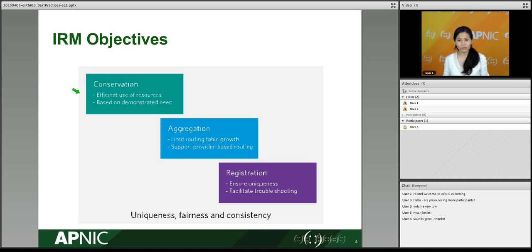You should be able to demonstrate that you need them and will use them for your infrastructure in the next couple of years. The next one is aggregation. Aggregation is about limiting the growth of the routing table. Through this, what we need to do is be able to combine or join smaller IP blocks into a single block and announce them as a single prefix to the global routing table.